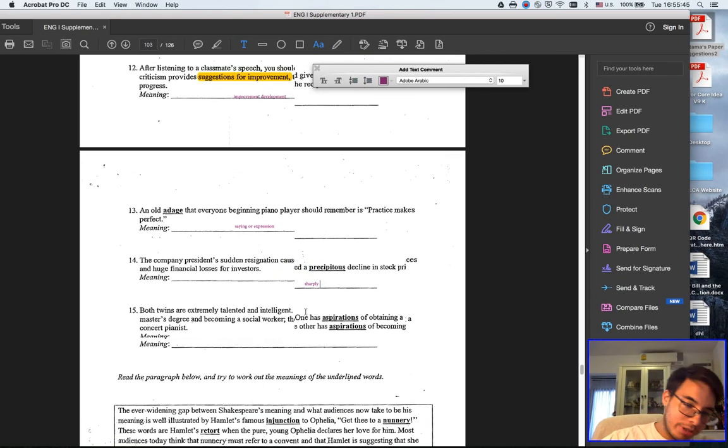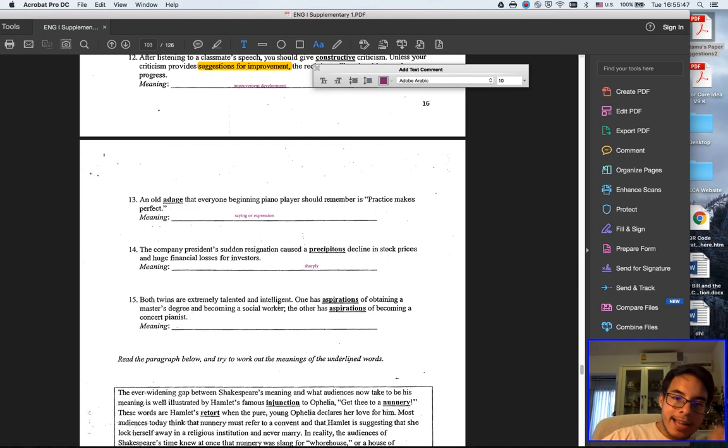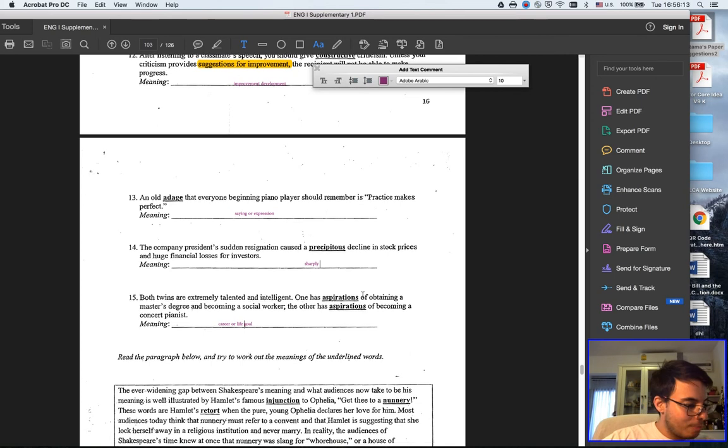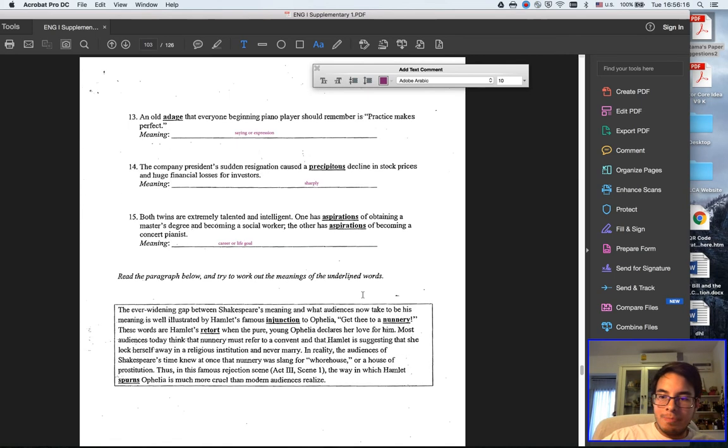Okay. So 15. Twins are extremely talented and intelligent. One has aspirations for obtaining a master's degree and becoming a social worker. The other has aspirations of becoming a concert pianist. So aspirations, these are examples: becoming a social worker, becoming a concert pianist. So what do you think it is? It is a goal, or career goal, or life goal.